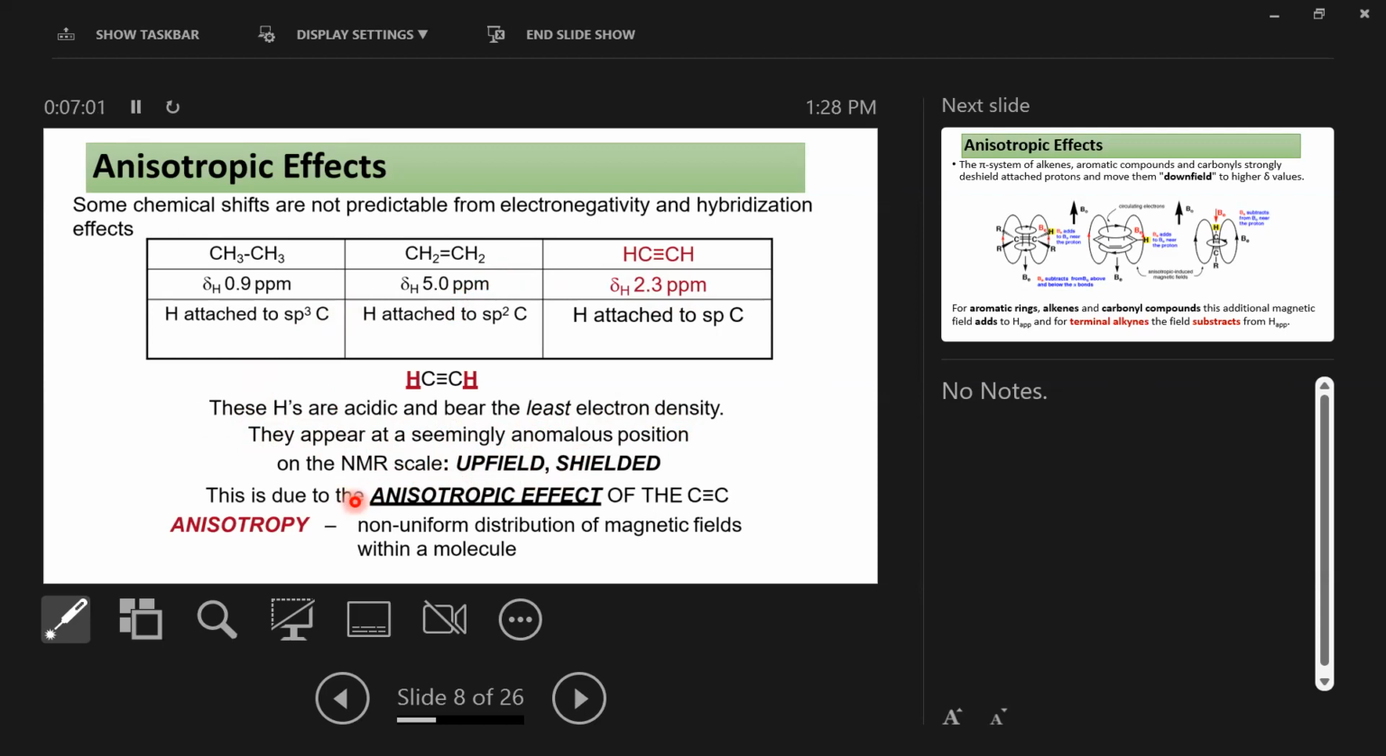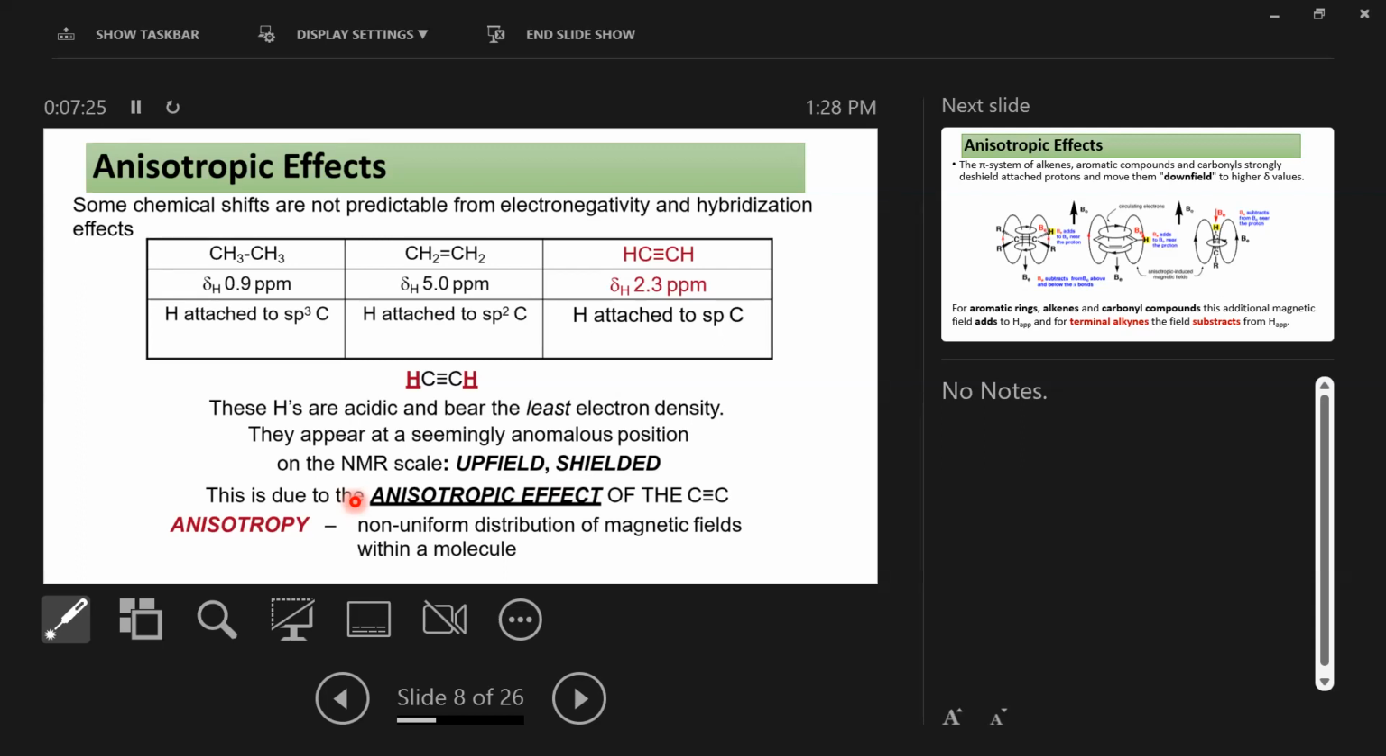When we talk about anisotropy, we talk about non-uniform distribution of magnetic field within a molecule.